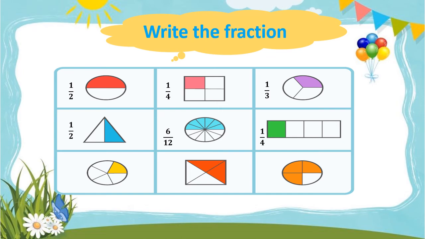We have a circle cut into 5 equal parts, and we shaded 1 out of 5. Super. The fraction will be 1 out of 5. Now we have a rectangle cut into 4 equal parts, but 2 equal parts are shaded. So the fraction will be 2 out of 4. We now have a circle cut into 4 equal parts. We shaded 3 equal parts from 4, so the fraction will be 3 out of 4. Super.